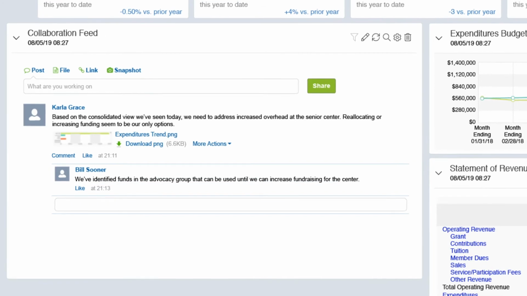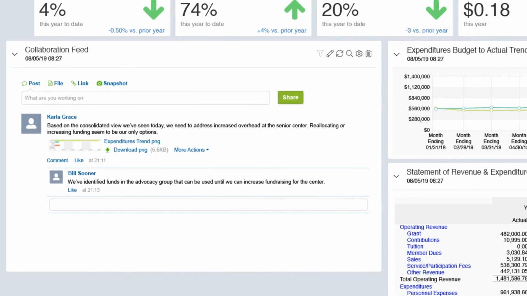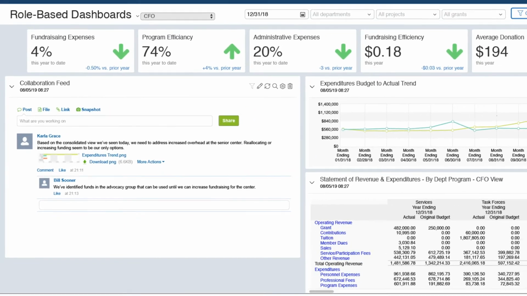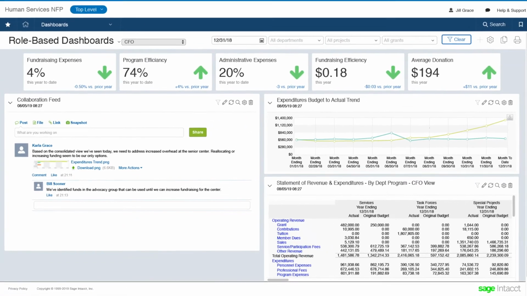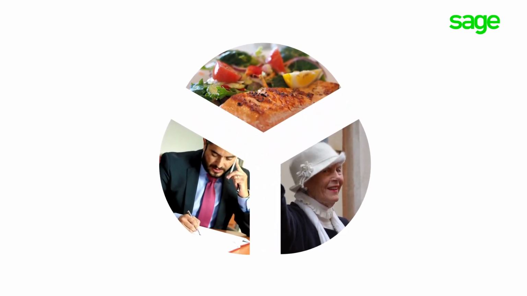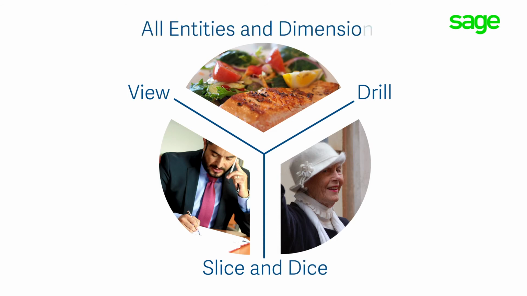A year or more from now, when the board is discussing why they reallocated funds, they can replace recollections and speculation with a documented decision and audit trail. Regardless of the diverse missions of the nonprofit entities, the CFO and board can view, drill, slice and dice for all entities and across all dimensions like programs. With dozens or even hundreds of entities, the process is the same.